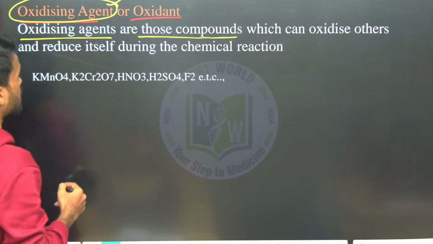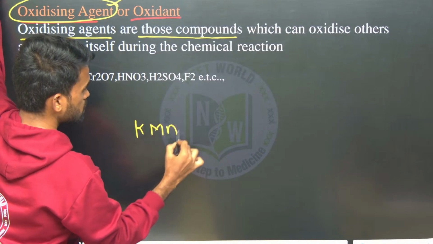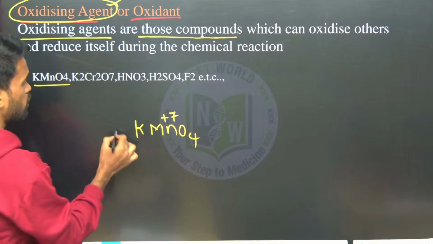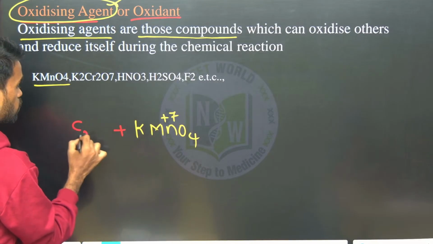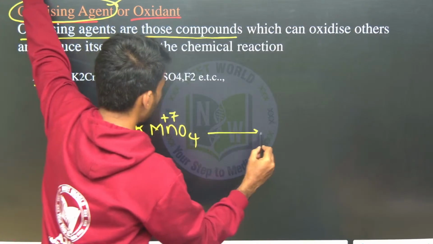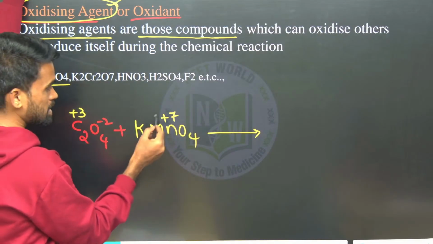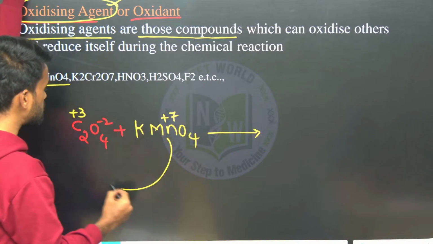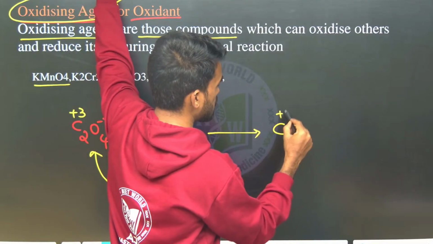So for example here KMnO4 is a good oxidizing agent. Here it is in plus 7 oxidation state. Whenever we are treating this with oxalic acid or something like that, just now I told you the oxalate ion formula, like this. What is the oxidation state of carbon here? Plus 3. So this permanganate having plus 7 oxidizes this oxalate ion to carbon dioxide. Now it is converting into plus 4.